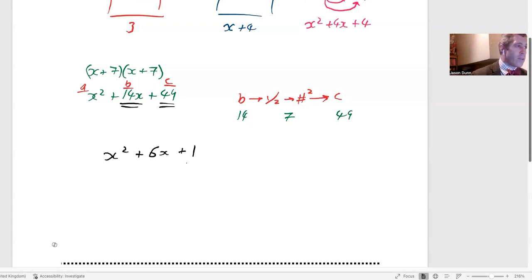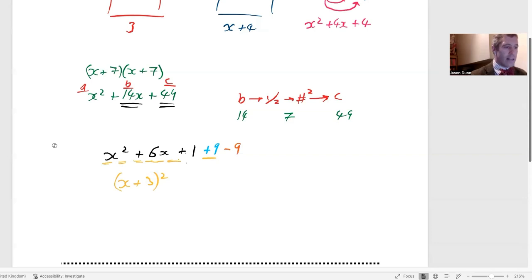But what you can do in maths, you can add something in, provided you also take it away. That's in keeping with the laws of maths. So I've created a 9 from nowhere and I'm taking 9 away. So it hasn't actually changed the overall thing. And then all I have to do is group all of that stuff. Okay, I've maybe not done that in the best way, but that's going to give me x plus 3 squared. All right? Because that's my ideal c term that will give me that.